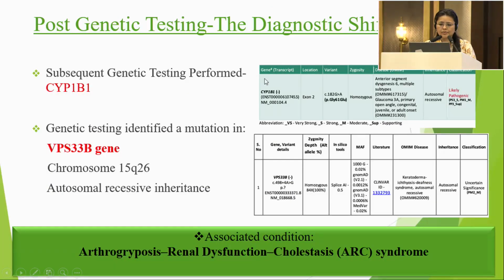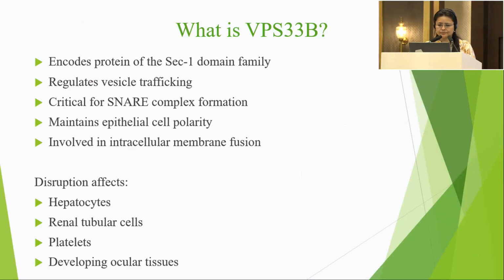After multiple sets of counseling, the patient did go ahead with genetic testing, and to our surprise, where we were suspecting FTHS, in which the gene is SH3PXD2B, we did not get that gene. Instead, we got a CYP1B1, which was pathogenic, and to our surprise, we also got a genetic mutation in VPS33B. So this made us look into what VPS33B is. Our entire diagnosis of FTHS was now basically cancelled, and we then looked into VPS33B.